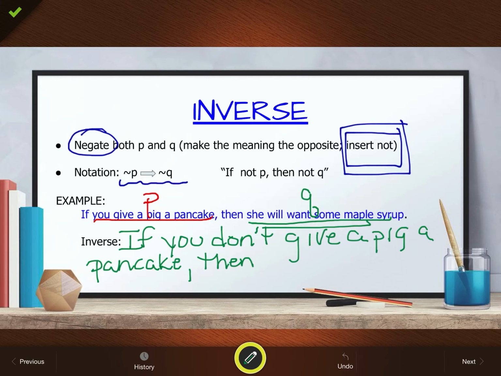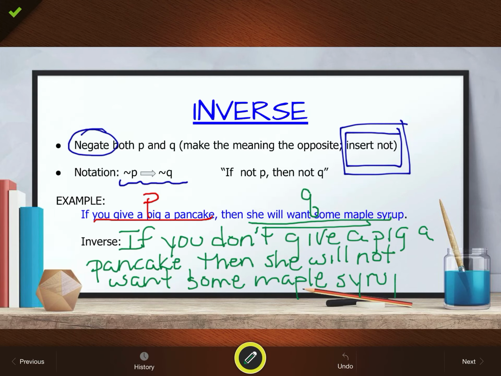Okay. So how would we negate that? We would say, she will not want some maple syrup. And that one we didn't have to do any tweaking because "not" goes in there very nicely. It doesn't sound weird, awkward, or incorrect. And could you say won't? Sure. Then she won't want some maple syrup.